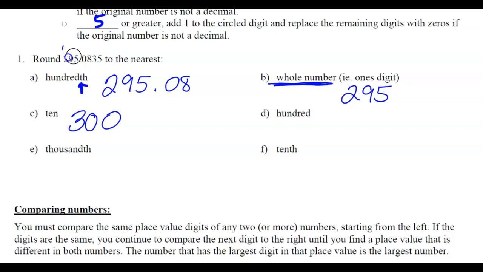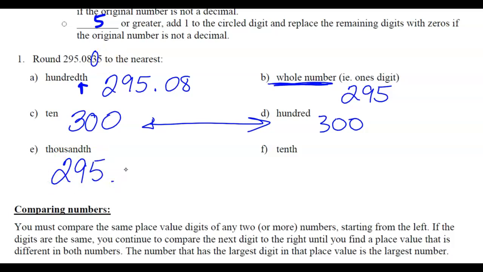For the hundreds, the 9 makes the 2 go up to a 3. So whether we round to the nearest 10 or the nearest hundred, for this particular number, we get the same value, 300. Then thousandth, well, tenth, hundredth, thousandth, and again, a 5 afterwards. So everything to the left stays the same. That 5 makes a 3 go up to a 4, and no decimal after, and no 0 after that.